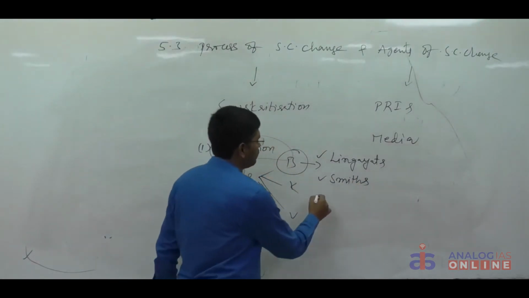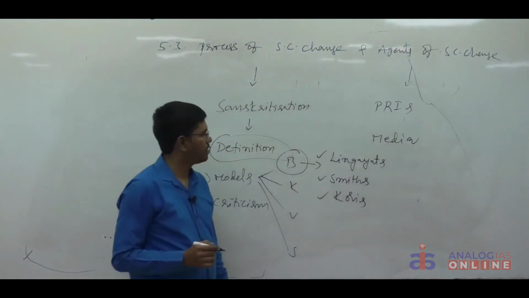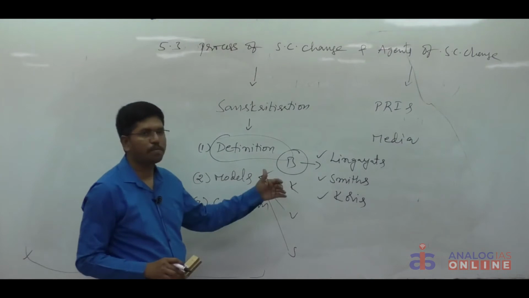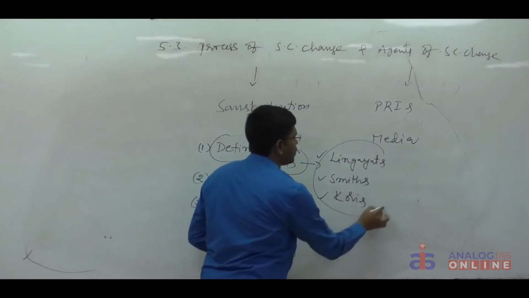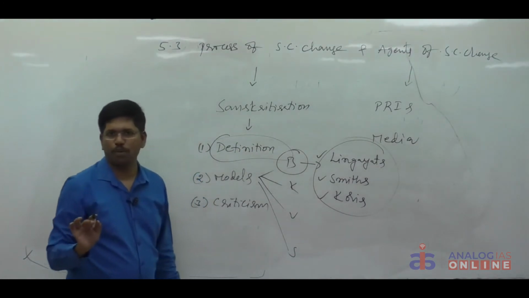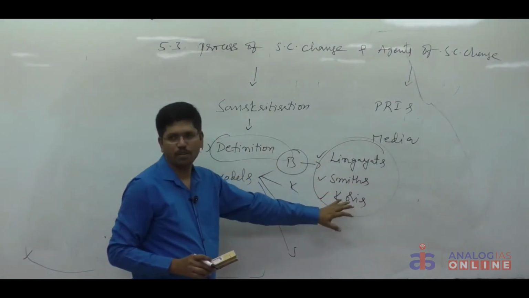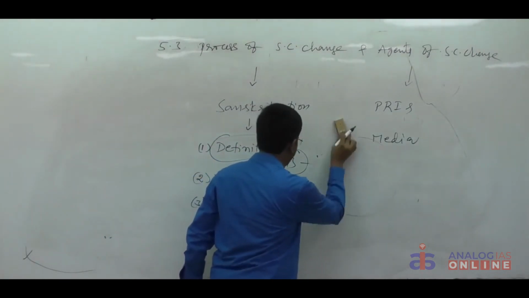And Koris of Eastern Uttar Pradesh. They served the Brahmins. Later they adopted the lifestyle of the Brahmins, and in due course of time, they got recognition. If you give more examples, you will get more marks in the examination. Lingayats of Karnataka, Smiths of South India, and Koris of Eastern Uttar Pradesh followed the Brahminic model of Sanskritization.